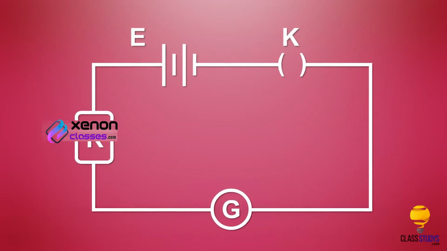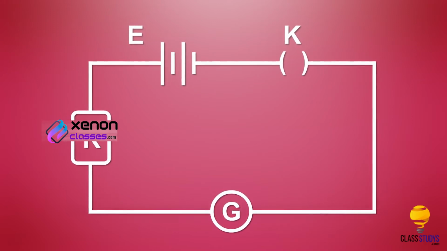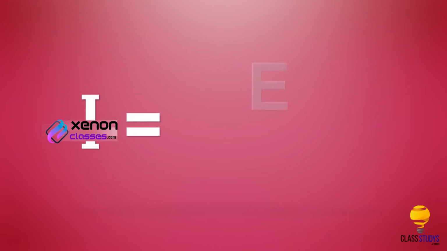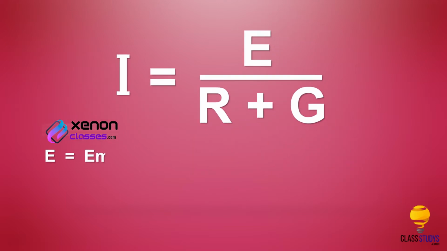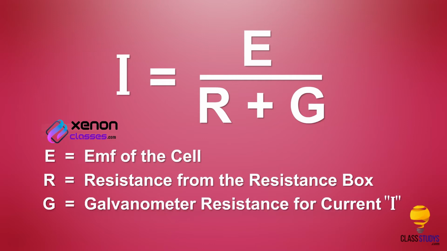Principle: when a galvanometer is connected in series with a cell via a resistance box of high resistance, the current flowing through the circuit I is equal to E divided by R plus G, where E is the EMF of the cell, R is the resistance from the resistance box, G is the galvanometer resistance, for current I.